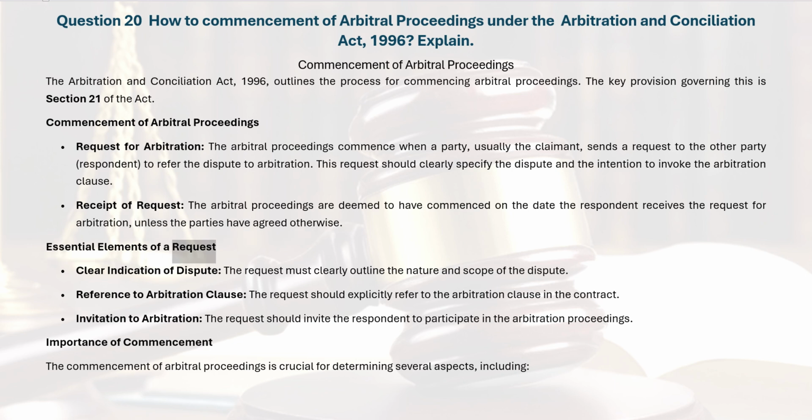Essential elements of a request. Clear indication of dispute: the request must clearly outline the nature and scope of the dispute. Reference to arbitration clause: the request should explicitly refer to the arbitration clause in the contract. Invitation to arbitration: the request should invite the respondent to participate in the arbitration proceedings.